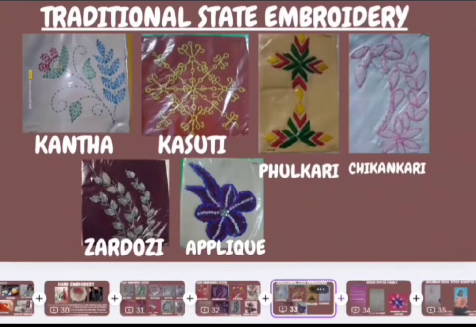Traditional state embroidery. There are many traditional state embroideries. Coming to the applique embroidery, it comes from various parts of India like Odisha, Gujarat, Uttar Pradesh, Lucknow, and Rampur.